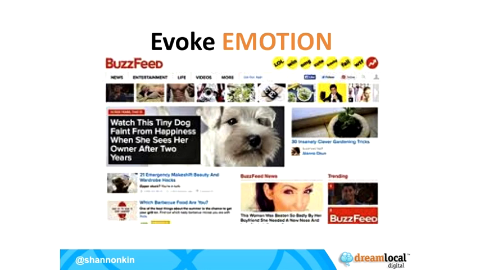Evoking emotion. Whenever you can evoke emotion in what you're saying to get people sort of fired up about what you're doing, then they're going to start to engage in your content more. Now, BuzzFeed is really good at this. Watch this tiny dog faint from happiness. Like, of course, you've got to see that, right? Like, they're trying hard not to just be about the cat videos. They also have dog videos.